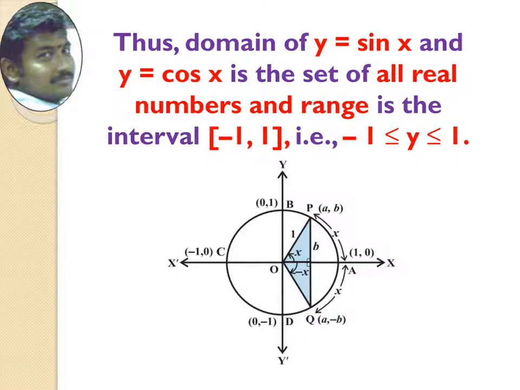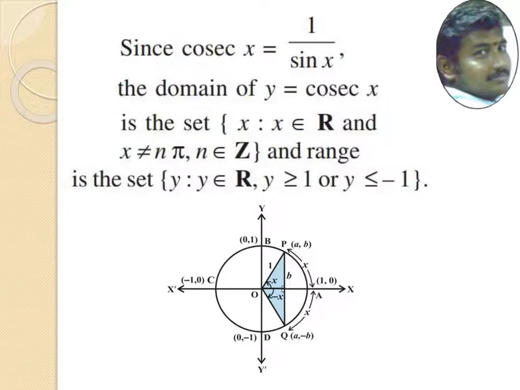Thus, the domain of y equal to sin x and y equal to cos x is the set of all real numbers, and the range is the continuous interval minus 1 to 1. Minus 1 less than or equal to y less than or equal to 1. So the range remains minus 1 to 1 always.